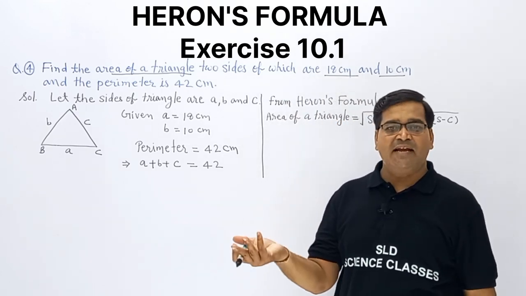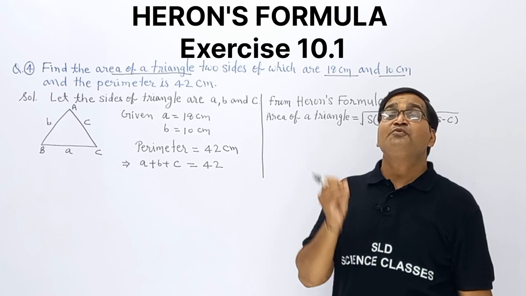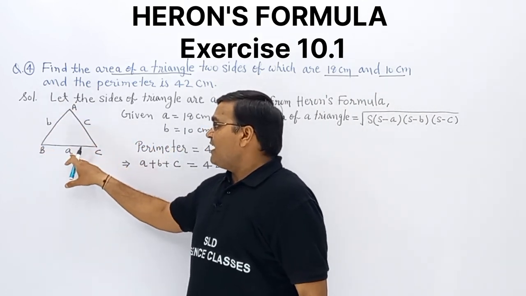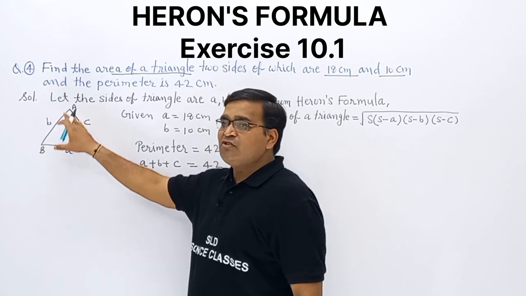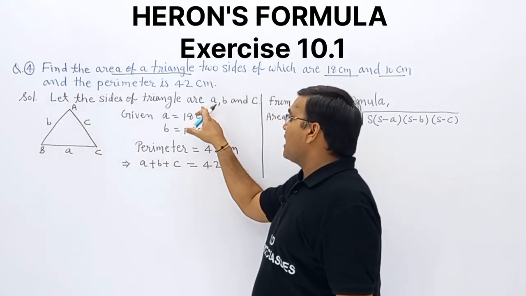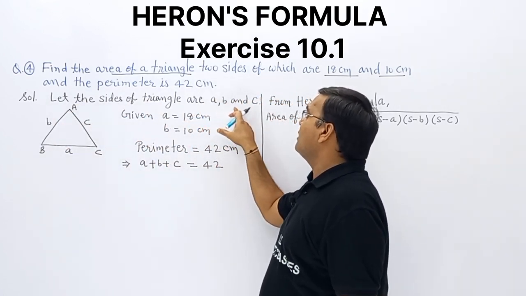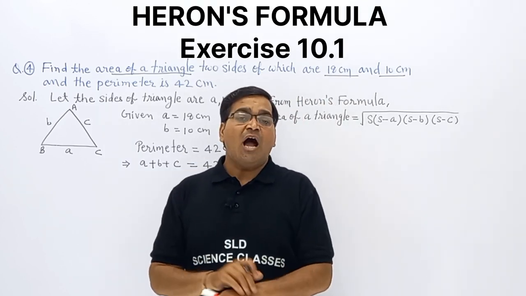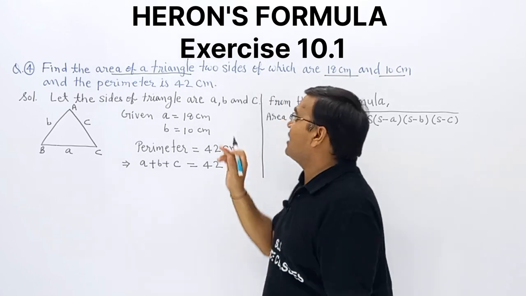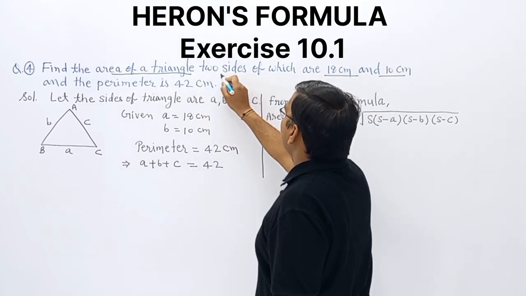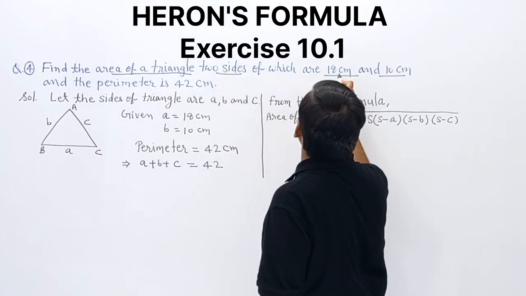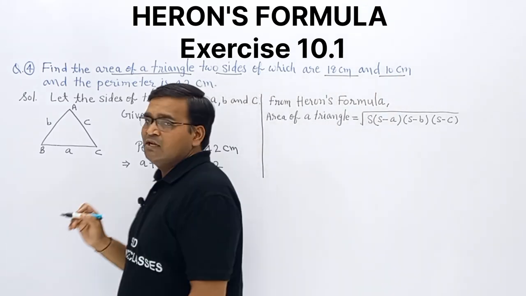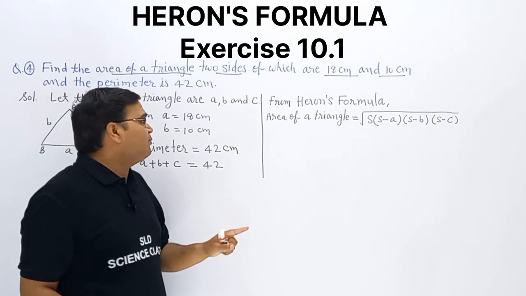A triangle has three sides, and out of the three sides we are given two. Okay, this is the triangle. We are having three sides A, B, C. We assumed the sides of the triangle are A, B and C. Out of three we are having two sides. Two sides are given: 18 centimeters and 10 centimeters.